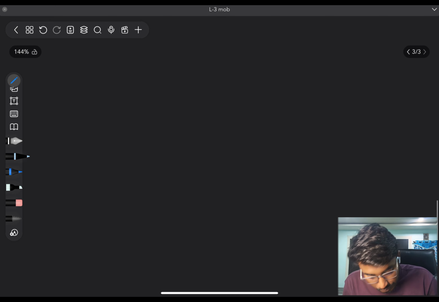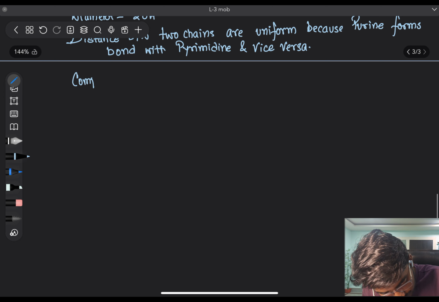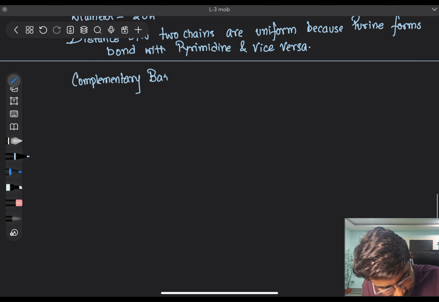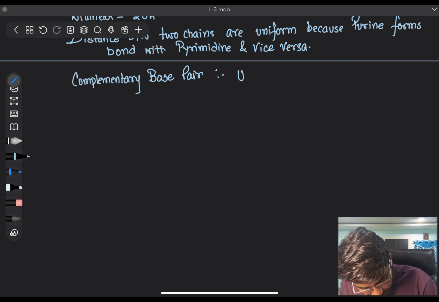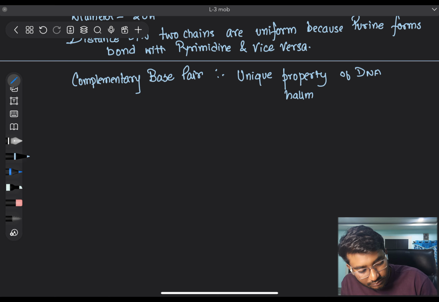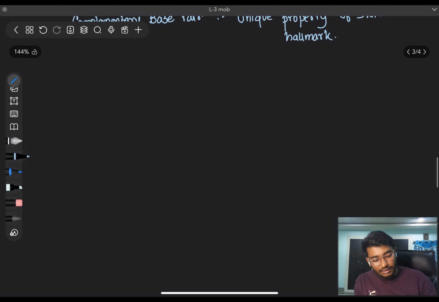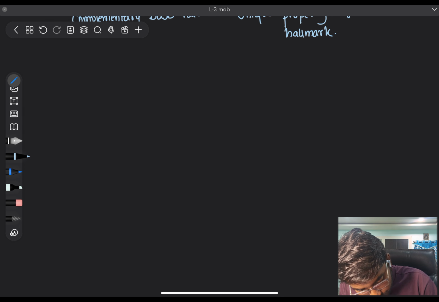Now, complementary base pairing. What is complementary base pairing? It is the unique property, the hallmark, of DNA. So complementary base pairing is the unique property of DNA. Stability of DNA.